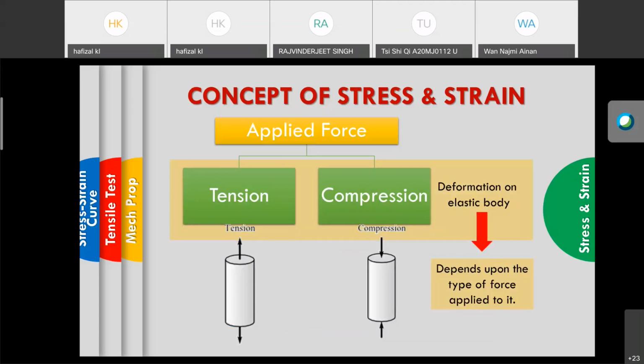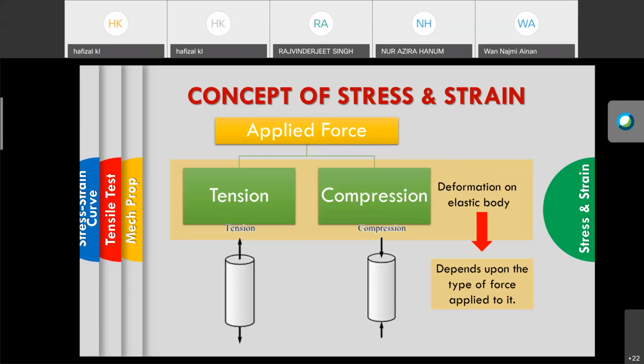When we apply a force or give a load, there are two possibilities. The first one is tension, and the second one is compression. You already learned this in statics. For tension, we apply the force outward, away from the rod or material. For compression, we compress, in the opposite direction.